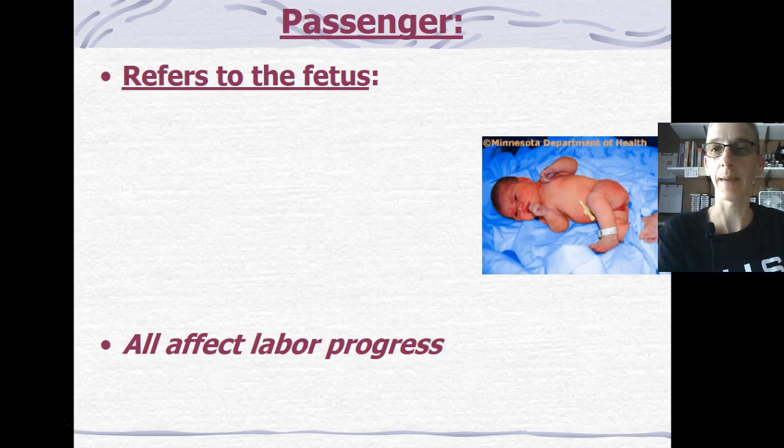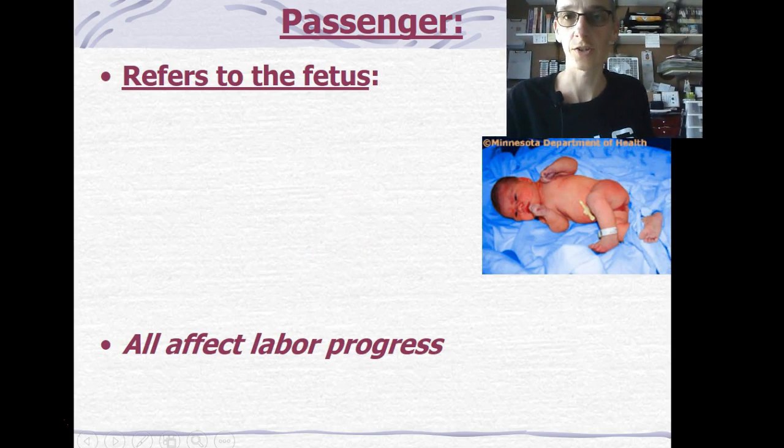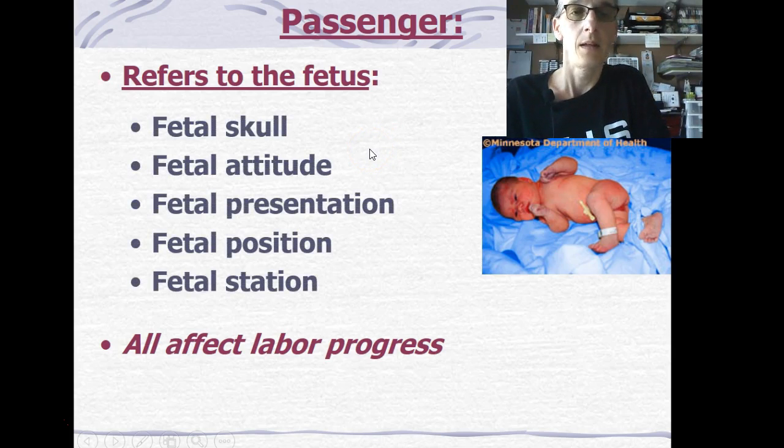All right, then we've got the passenger. The pelvis was number 1, passenger number 2. Our passenger refers to the baby: the fetal skull, fetal attitude, fetal presentation, fetal position, and fetal station. All of these are going to affect the labor progress.